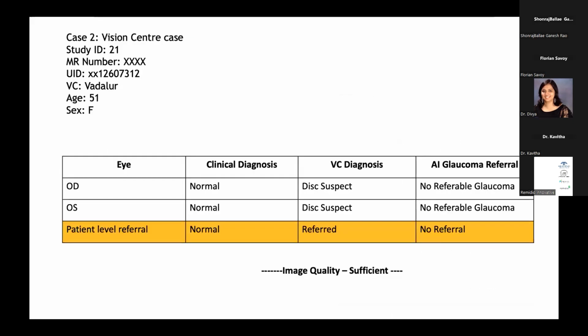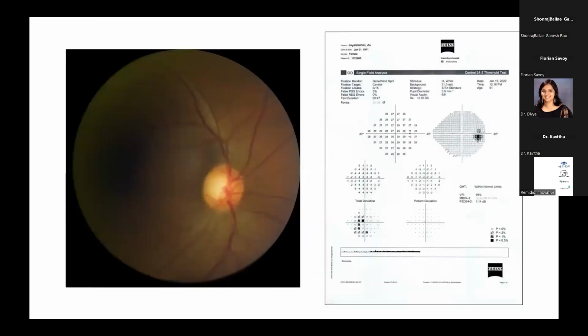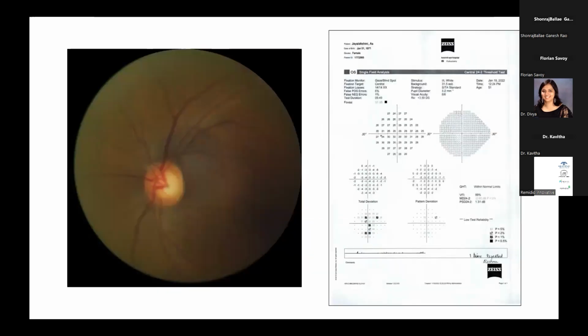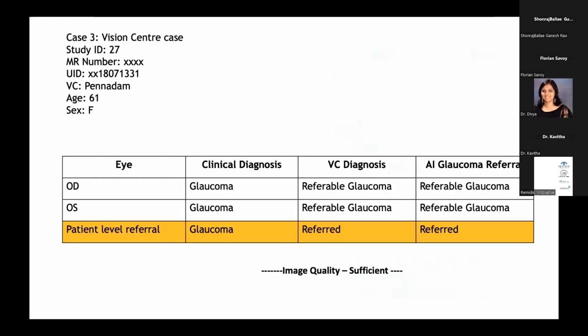This is the second case, which was referred to the base hospital for a high CDR by the vision center doctor as a disc suspect. But the AI said there is no referable glaucoma. And when all these investigations were done, the field was normal and it came out to be normal. So the clinician said, okay, this is a physiological cupping.